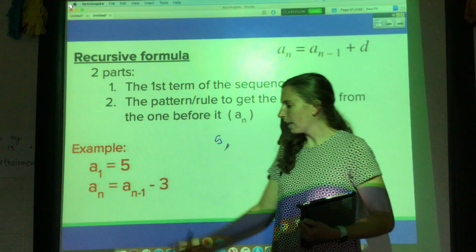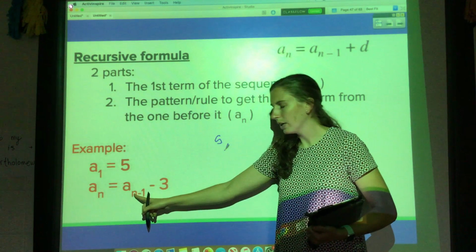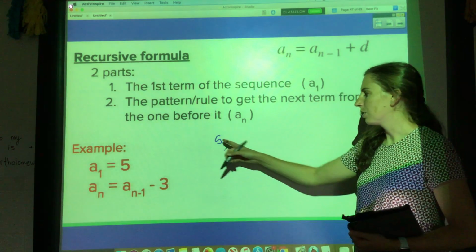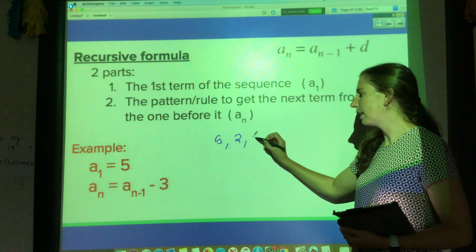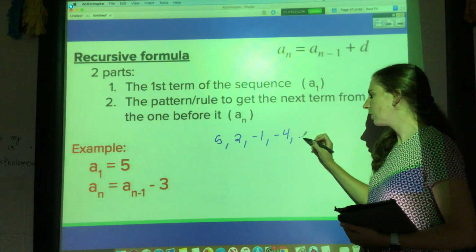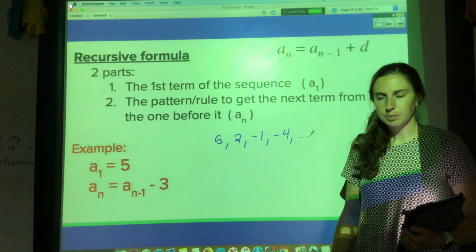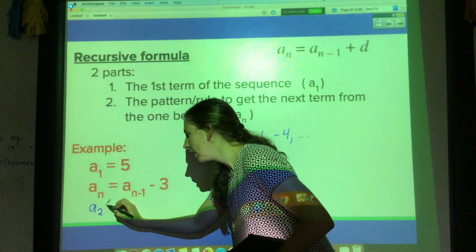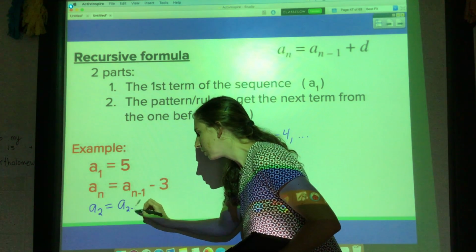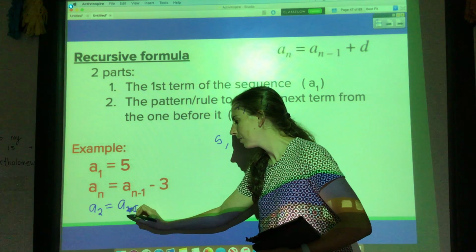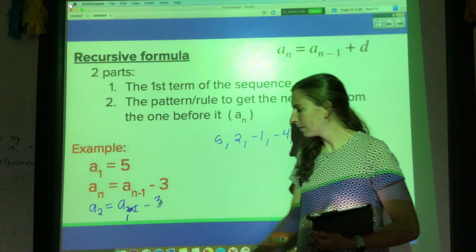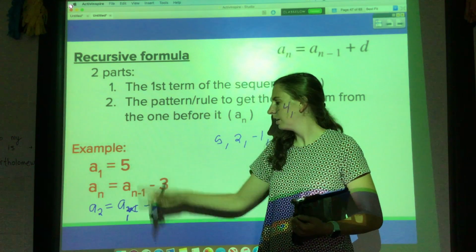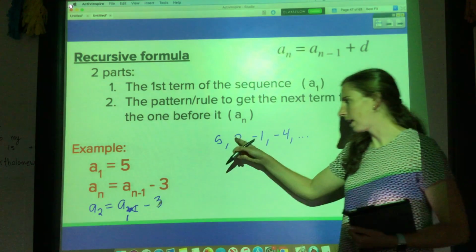That's the first term in the sequence. And then for the next term, you take the term before it and subtract 3. Basically just keep subtracting 3 each time. So 5 minus 3 is 2, and then -1, and -4, and so on. Just to be explicit about how this works, say I want the next term, A2, then I would take A2 minus 1, which is just A1, and subtract 3. Well, what is A1? It's the first term right here, 5. So do 5 minus 3, and that's how I got 2.